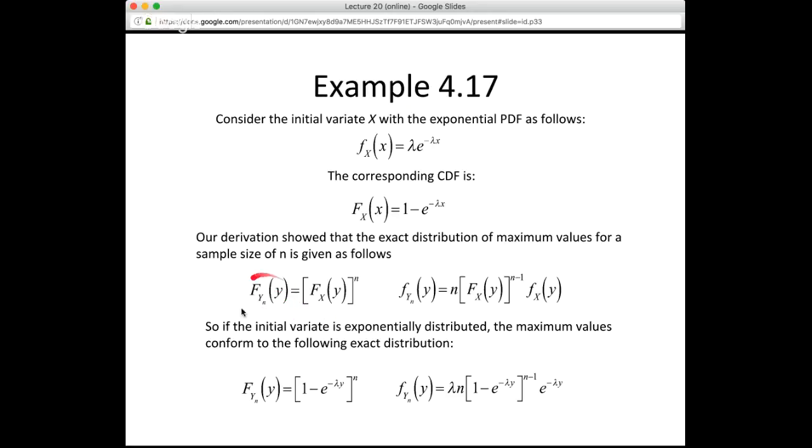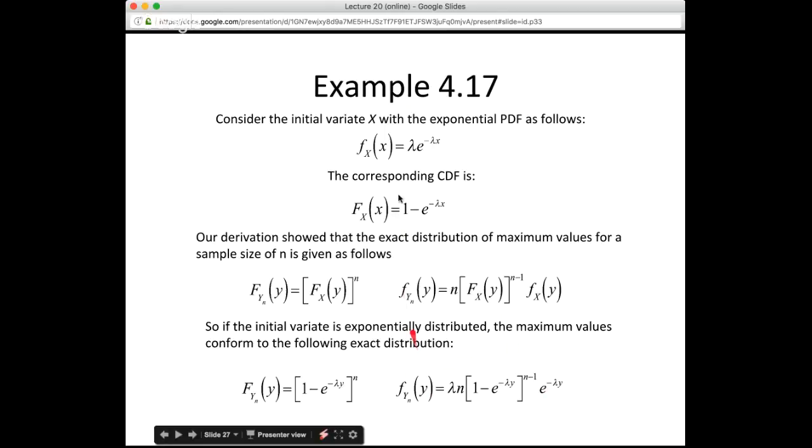For the CDF for yn, the derived exact solution, we know that the CDF is just the CDF for x evaluated at y, raised to the n. And likewise for the PDF, we substitute the corresponding CDF and PDF for the parent population into the right-hand side. When we do that, the CDF for yn looks like this: 1 minus e to the minus lambda y, substituting the CDF for the parent population evaluated at y instead of x, and then raising that to the n. And likewise for the PDF for yn, this is what I get here.